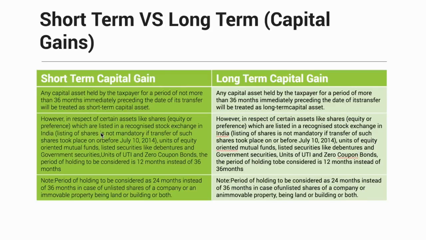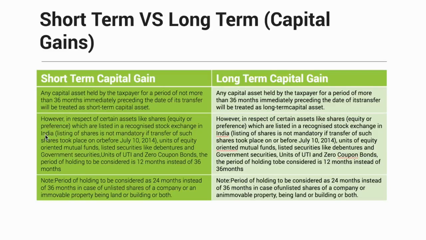I have taken these differences from the official website of the Income Tax Department of India. So here, generally, any asset that is sold before 36 months will be treated as a short-term capital gain. But there are some exceptions. The exceptions are in respect to certain assets, like shares which are listed on a recognized stock exchange in India.